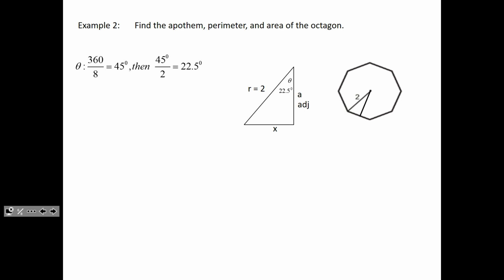Very good. All right, so I know the radius is 2. The radius is my what? Hypotenuse. Very good. And I'm looking for the adjacent side. So we're dealing with adjacent and hypotenuse, so we're going to want to use... Good. So I got cosine of my angle, 22.5, equals adjacent A over hypotenuse 2. And how would I get A by itself? Multiply by 2 on both sides. So I got A equals 2 cosine of 22.5. And what's that going to give us?